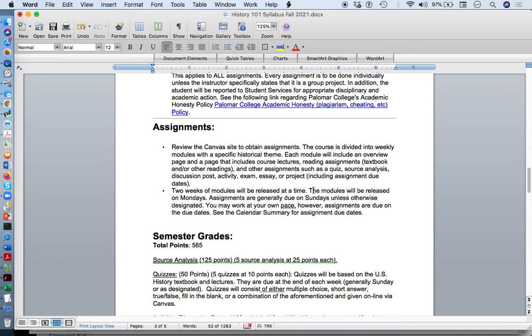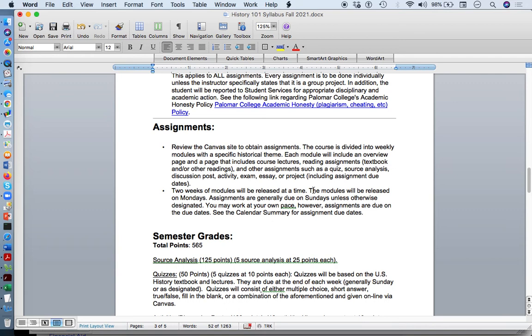I will release 2 weeks of modules at a time, but only the assignments from one module will be due each week. So the modules will be released on Mondays. Assignments are generally due on the following Sundays, unless otherwise designated. You may work at your own pace, however, assignments are due on the due dates.